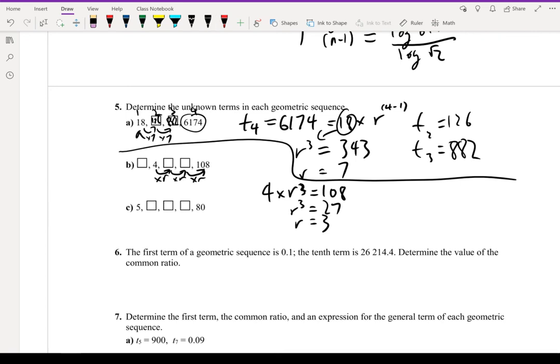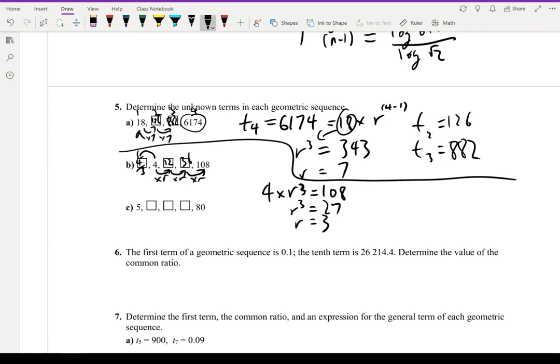Then all we have to do is work things forward and then work things backward as well. So 4 times 3 is 12. 12 times 3 is 36. And you can check whether 36 times 3 is 108. Yes, it is. And then when we work it backwards, 4 divided by 3, we'll get 4 over 3. Leave it as a fraction as it is, and that will be fine.